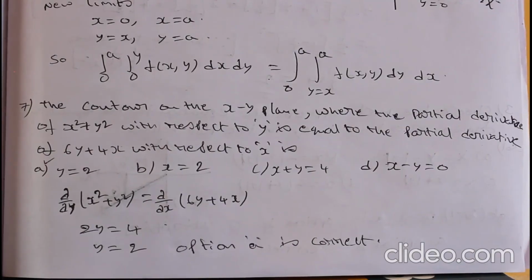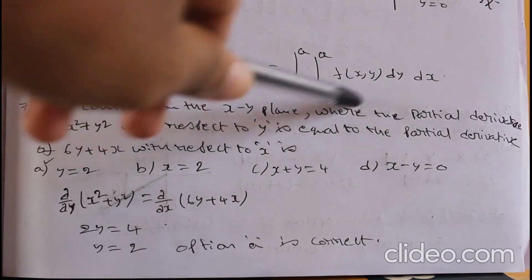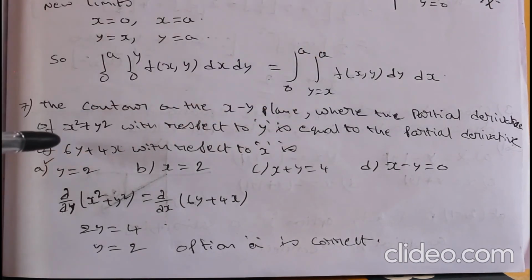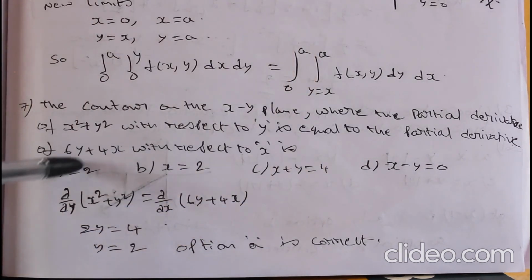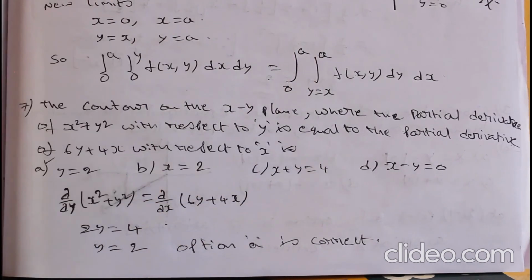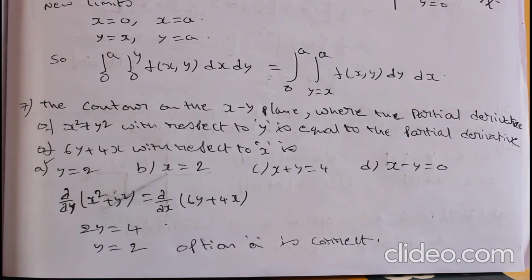Now look at question number 7. The contour on the xy plane where the partial derivative of x square plus y square with respect to y is equal to the partial derivative of 6y plus 4x with respect to x is. Friends, this is an easy, direct question. Sometimes this kind of question may be asked, so you can find it directly. Now look at what it is saying.